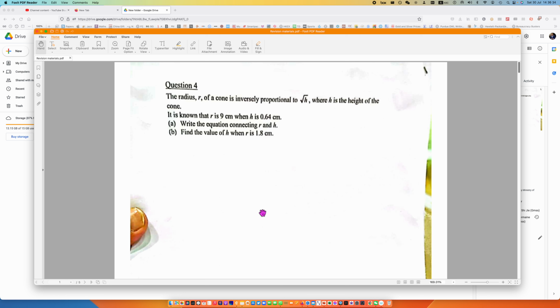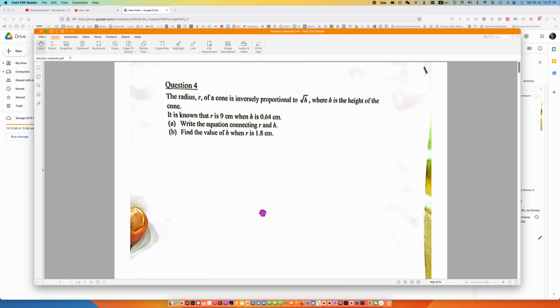How do you get h first? Before you can get h, what you need to get first? Square root, yes. Before you can get h, you get square root h first. That means you get rid of the 1.8. How do you get rid of the 1.8? Before you can get h, you need to get rid of the 1.8 first. And now 4 is equal to square root h.